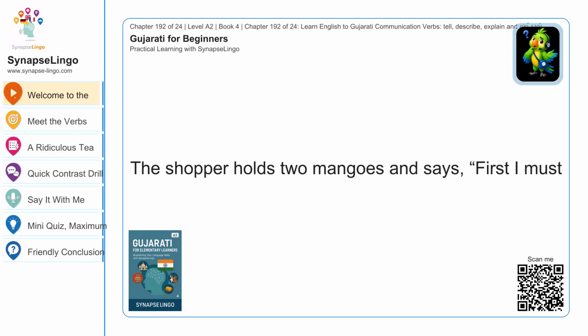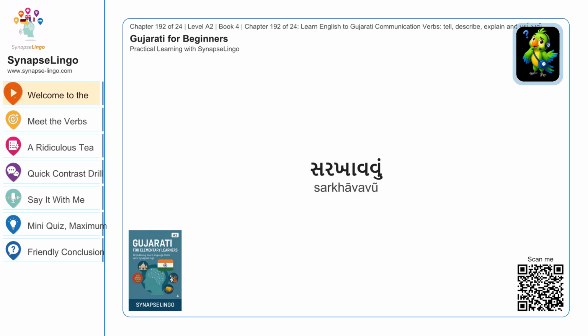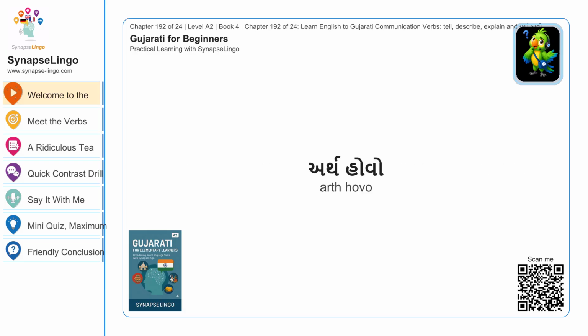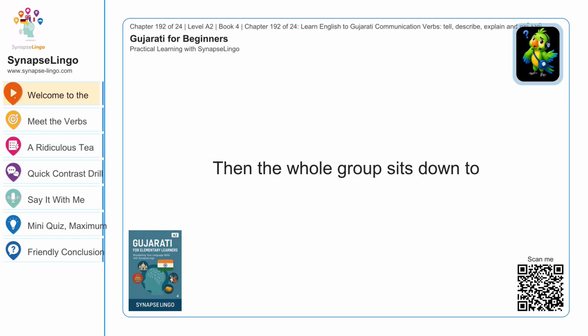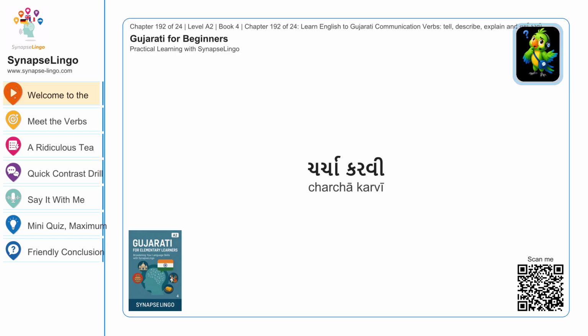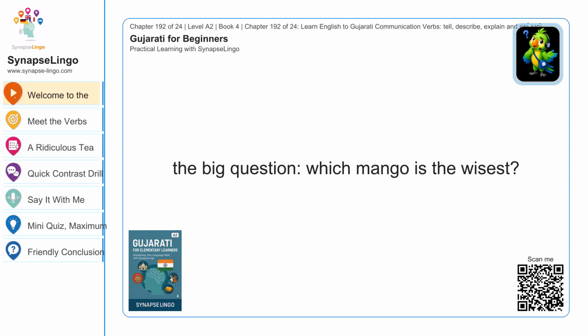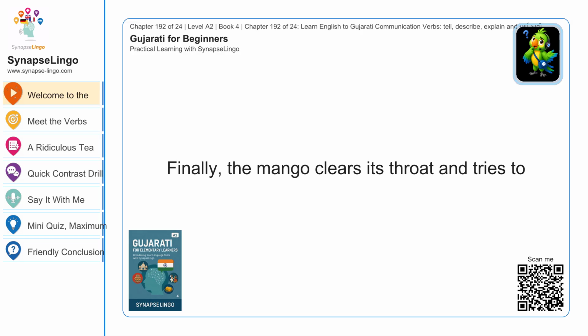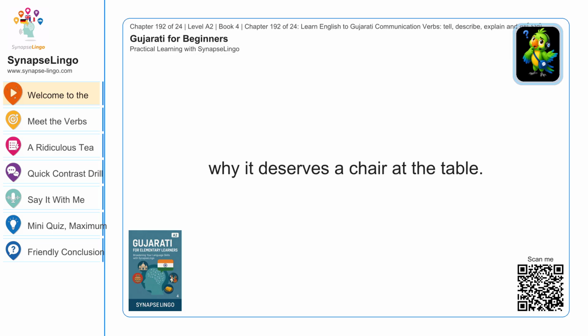The shopper holds 2 mangoes and says, first I must સરખાવવું them. A student points at a sign and asks, what does it અર્થ હોવો? Quote. Then the whole group sits down to ચર્ચા કરવી the big question. Which mango is the wisest? Naturally, 2 people begin to દલીલ કરવી about it. Finally, the mango clears its throat and tries to વાજબી ઠેરવવું why it deserves a chair at the table.